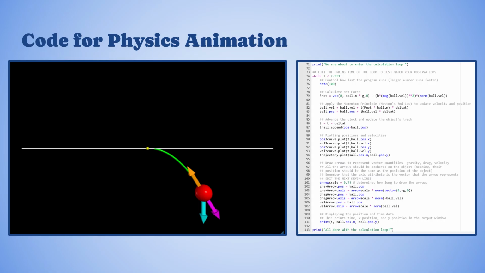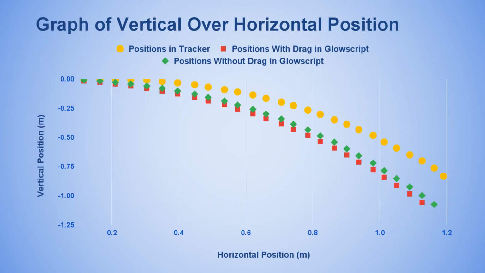As you can see in my code, for Fnet on line 75, I calculated it to be this second long term being force of drag, and between lines 101 and 107, I plotted the various vector arrows. This is my final graph for my experiment. As you can see, the positions in Tracker end at the highest vertical position, followed by the positions without drag in GlowScript, and then the positions with drag in GlowScript.